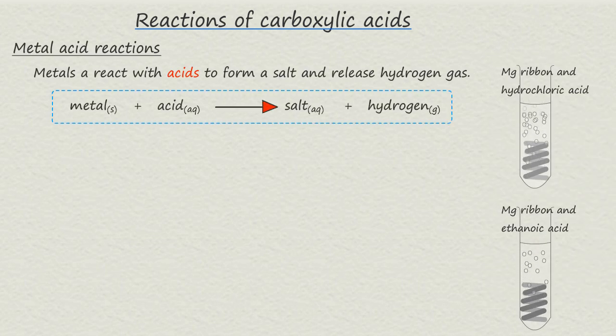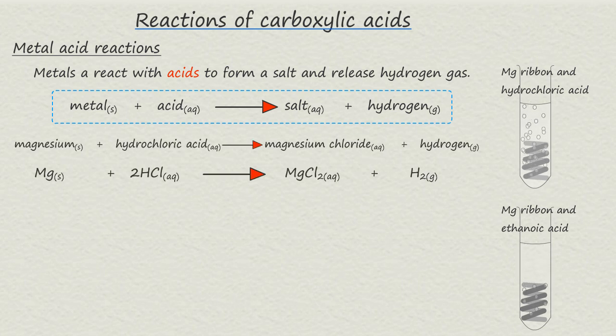Now acids will react with metals to form a salt and release the flammable gas hydrogen. A strong acid such as hydrochloric acid will react quickly with magnesium ribbon to form the salt magnesium chloride and hydrogen gas. Now the reactions of a carboxylic acid with magnesium will be similar to those of a strong acid, but the reaction will be much slower since carboxylic acids are weak acids with a lower hydrogen ion concentration.